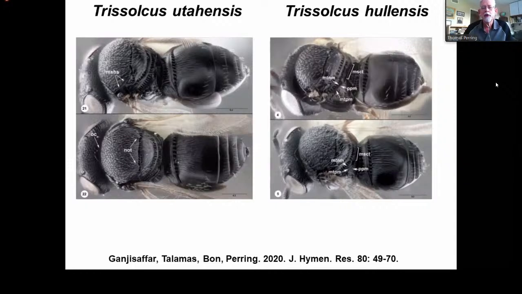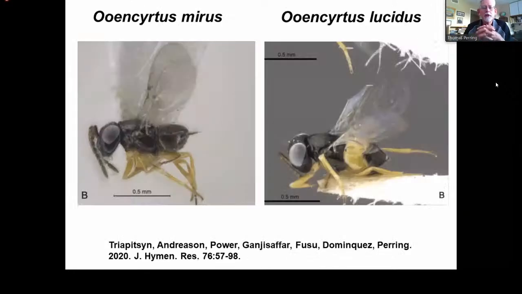There are two other species, Trissolcus hullensis and Trissolcus hutaensis, and these have also been found on our Bagrada bugs. And then there are two other species. One is Ooencyrtus mirus, which we recently synonymized with californicus. And then another species we've been working on, Ooencyrtus lucidus, which we recently described. Lucidus has not been released yet, but Ooencyrtus mirus is out there.